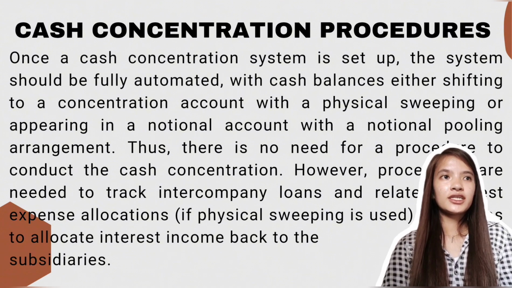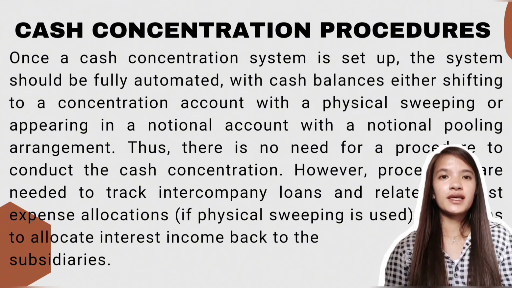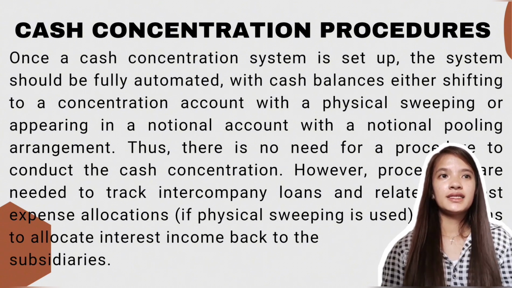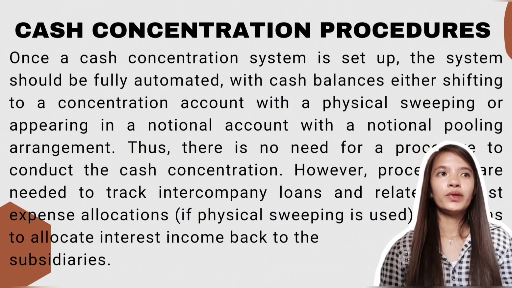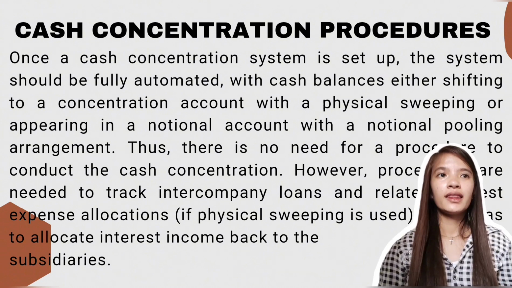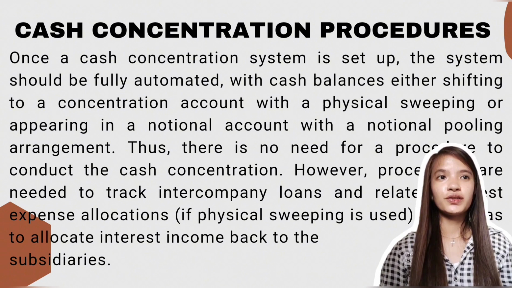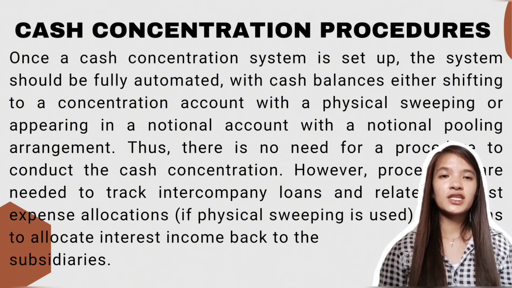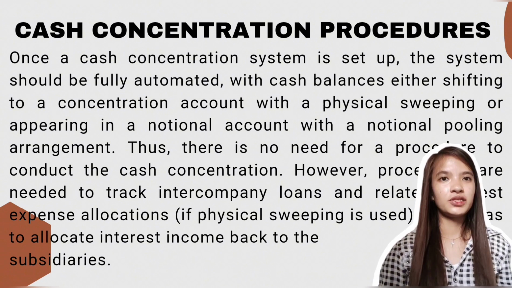So, cash concentration procedures. Once a cash concentration system is set up, the system should be fully automated with cash balances either shifting to a concentration account with a physical sweeping or appearing in a notional account with a notional pooling arrangement. Thus, there is no need for a procedure to conduct the cash concentration. However, procedures are needed to track intercompany loans and related interest expense allocations if physical sweeping is used, as well as to allocate interest income back to the subsidiaries.